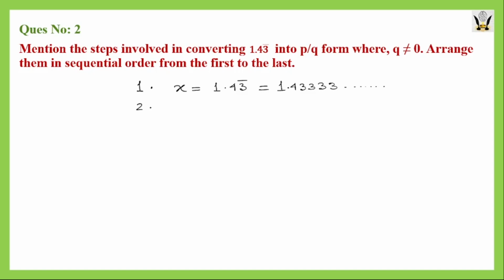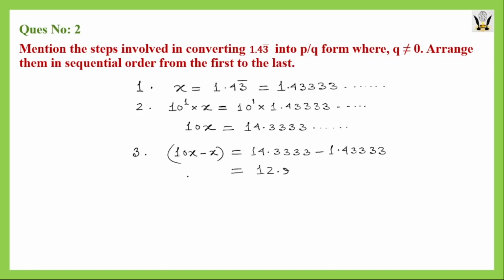And in the second step we will first evaluate the periodicity of that given number. We can see here only 3, that digit gets repeated. So here only one digit gets repeated, so the periodicity is 1. So we will multiply both the sides of the equation that we have written in the first step by 10 to the power 1. In the third step we will subtract the equation that we have written in the first step from the equation that we have written in the second step. So after subtraction this will be 12.9, and on the left side it will be 9x.